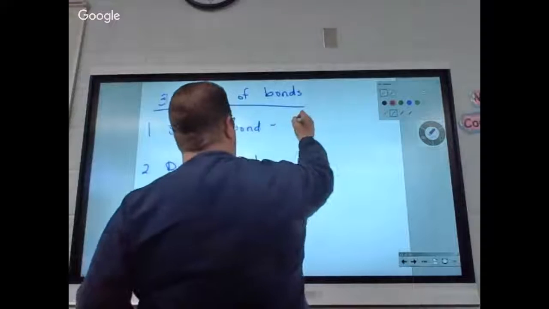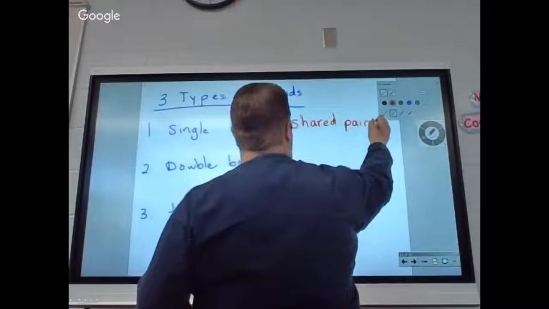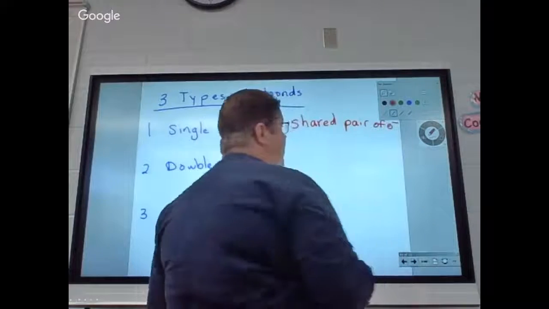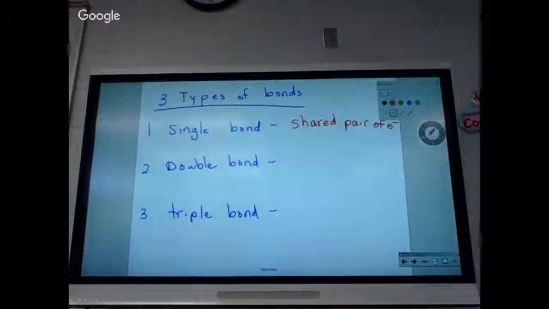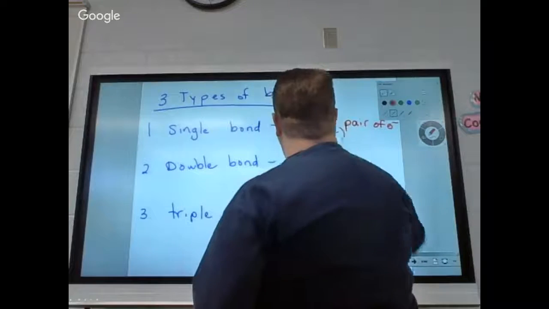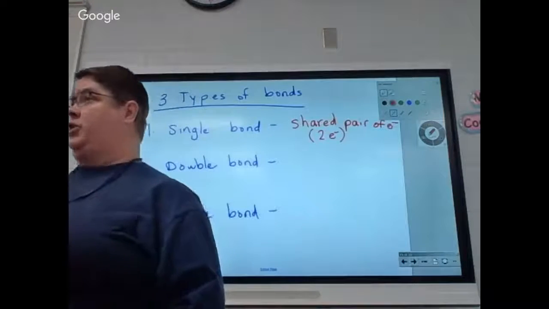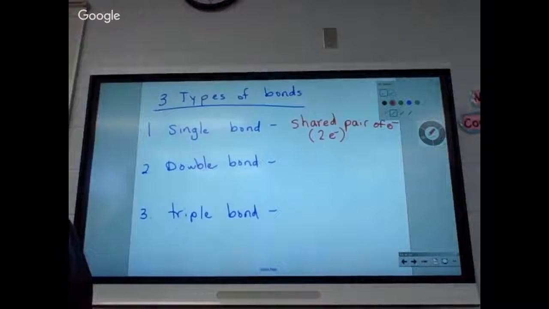A single bond is a shared pair of electrons. So, if I say a shared pair, how many electrons are we talking about that are shared? 2. So, a single bond is 2 electrons. If I ask you this in a multiple choice question on the test, and the test won't be till next week, how many electrons should you always pick in the answer? 2. Sometimes people will say a single electron. But is a single electron ever shared? No, it's always going to be 2.